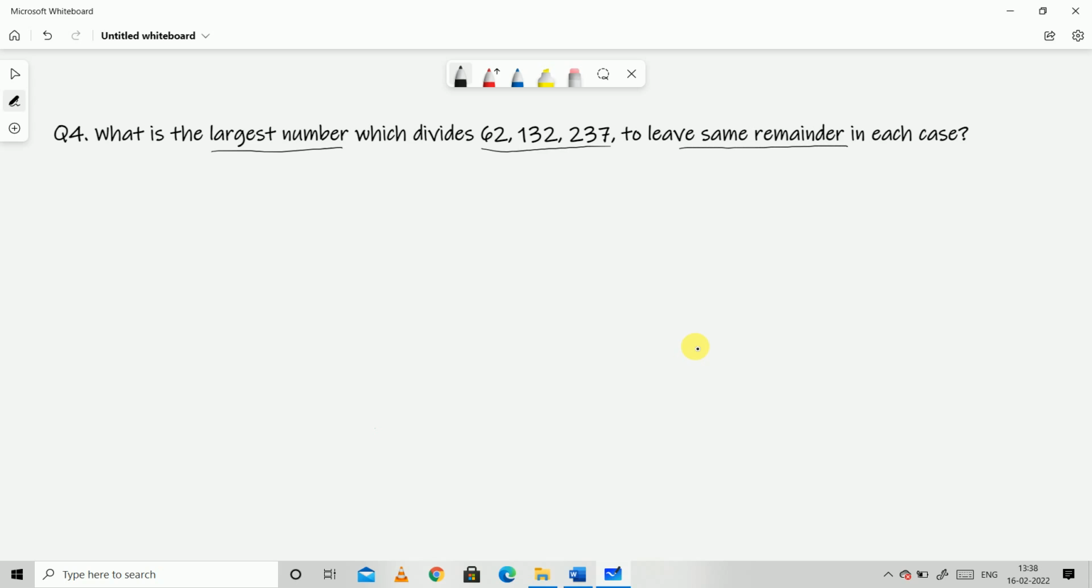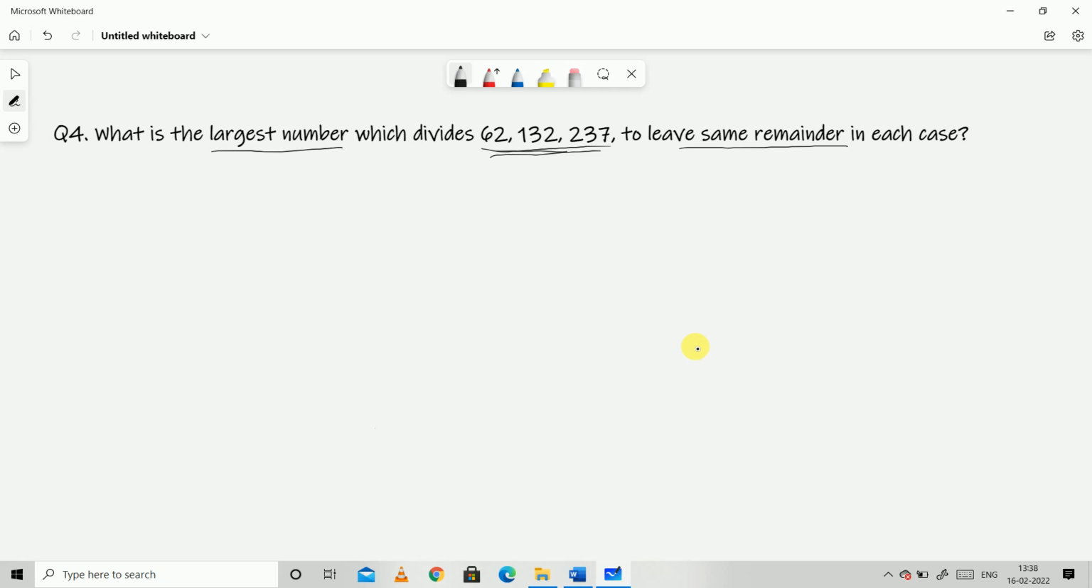If it was asking only for the largest number which can divide all these numbers, then we would have found the HCF simply, because the largest number which can divide any given numbers is the HCF. But here the question also says that this largest number divides the given numbers and leaves the same remainder in each case.